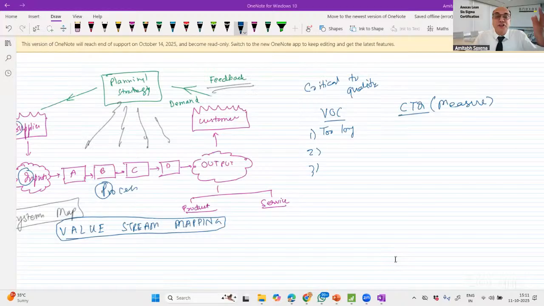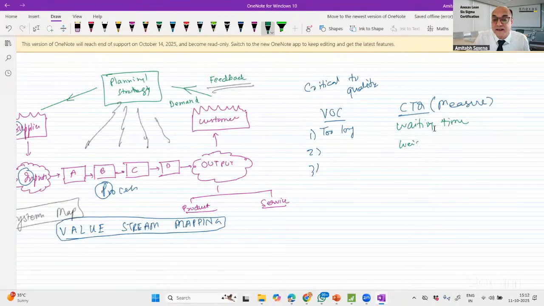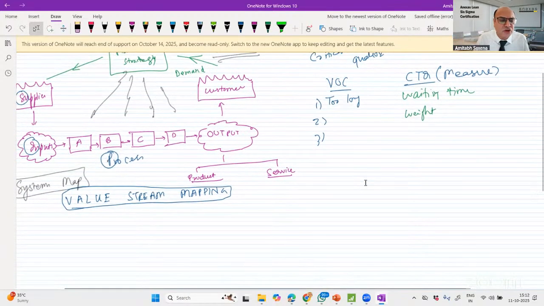So it takes too long. So waiting time is the measure. Waiting time is the measure. Chocolate weight, it's less, so the weight of the chocolate. I'm just writing, I'm mixing up the things. Obviously, you will not do that. Of course, you have to go to the customers. We call it voice of customer. You are capturing the voice of customer and you are identifying the measures. And please remember, 3 measures are always there for any product or a service.